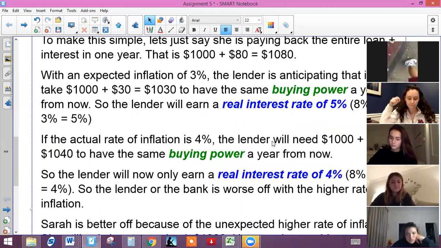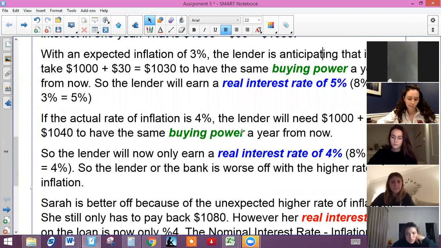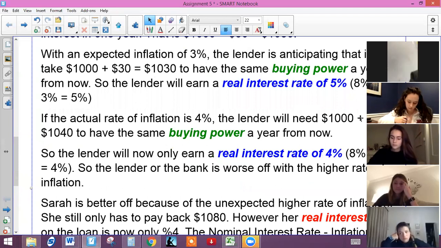Now, if the actual rate of inflation ends up being higher, that means at the end of the year it's going to take $1,040 to buy the same amount that you could buy at the beginning of the year for $1,000. So the buying power has actually dropped more.